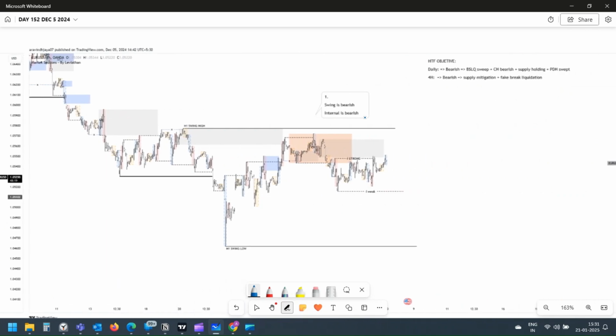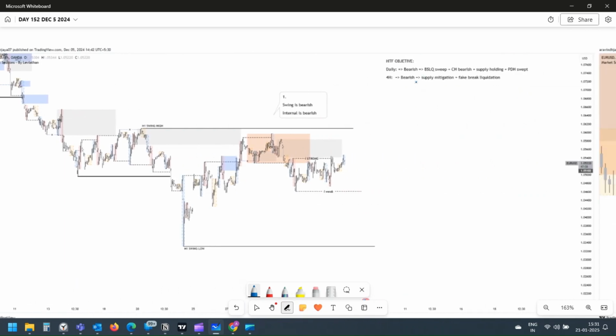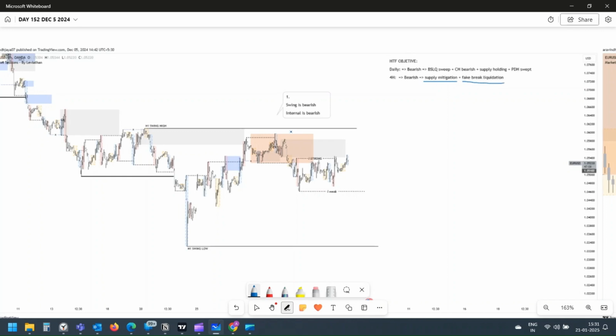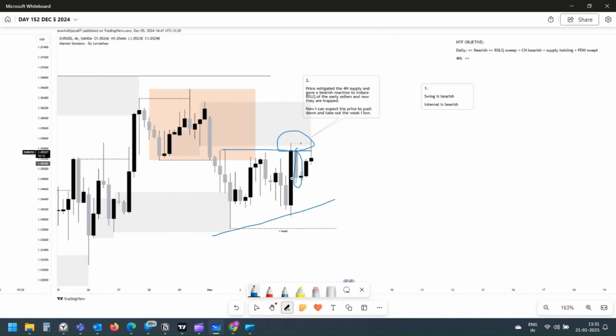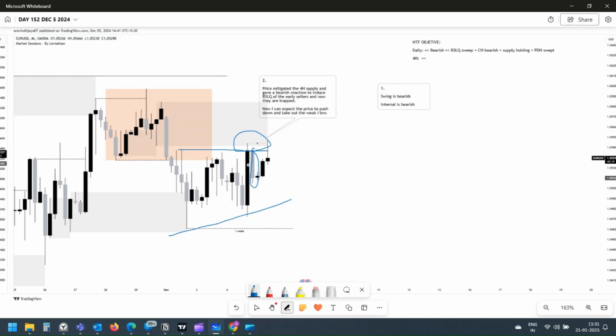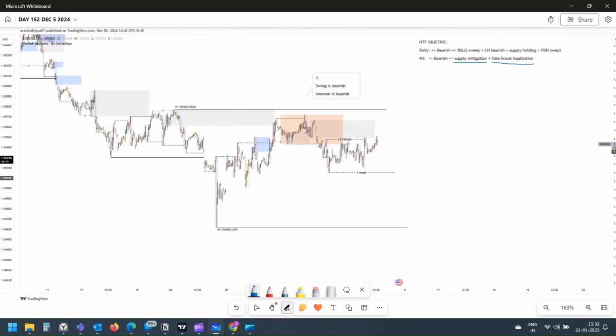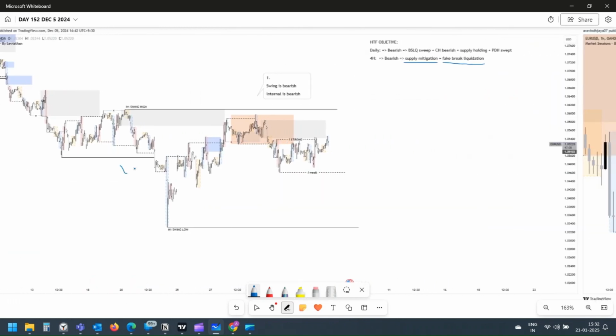This is the H1, and before we proceed to H1, just look at the 4-hour bias, supply mitigation, fake break liquidation. So what's a fake break liquidation? This is the one. Price pushed down, trapping the early sellers, and then pushed up again to take out those buy side liquidity. Swing structure is bearish in H1 and the internal structure is bearish in H1.